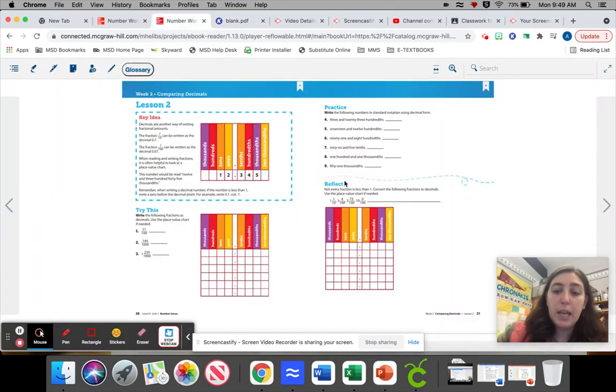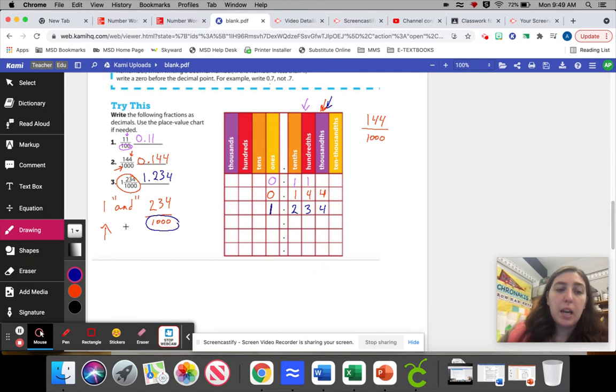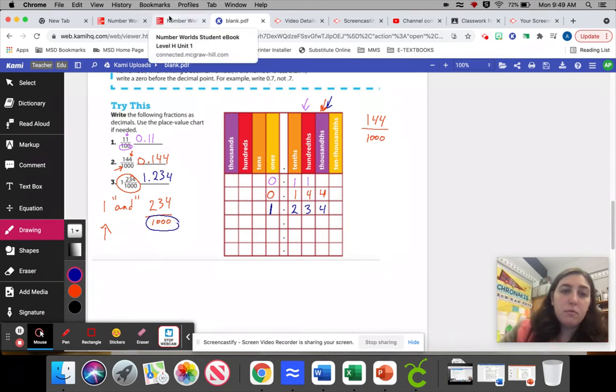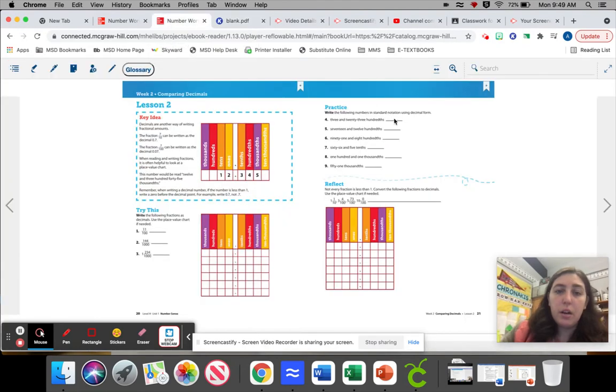Now you're going to go to page 21 and try this on your own. You have your own practice, so write the following numbers in standard notation using decimal form. So this time, instead of just giving you the fraction written as a fraction, right, they wrote out the words for you. So 3 and 23 hundredths. Remember when we were doing number 3 on this page, and I kind of wrote it like this for you, and I said, hey, you would say this as 1 and 234 thousandths. Well, here in our number worlds, they say 3 and 23 hundredths.